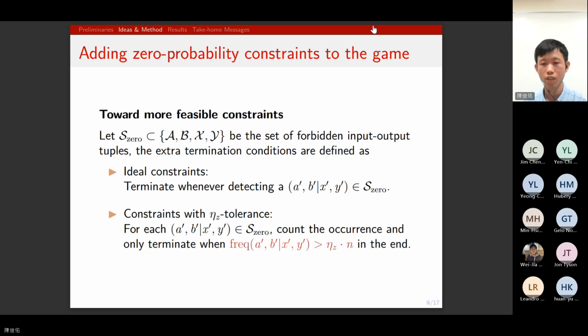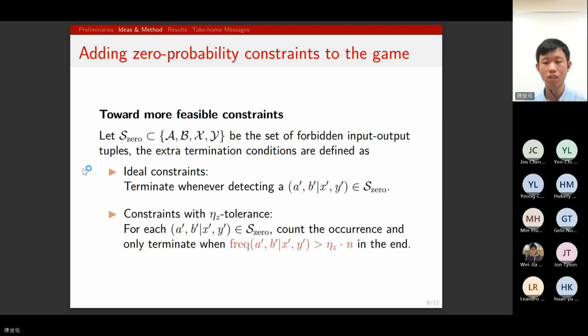Just want to pause to make sure I make everything clear. I want to clarify, what does the termination mean here? I mean, you collect all the results and drop the unwanted ones, or you just terminate each time when it produces one that will not satisfy your requirement? You mean the ideal case or the relaxed case? Yeah, I mean both.